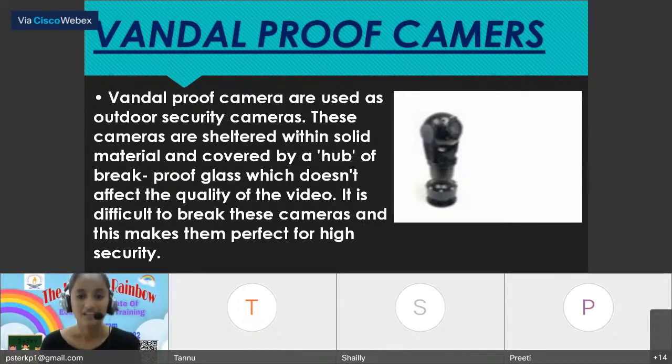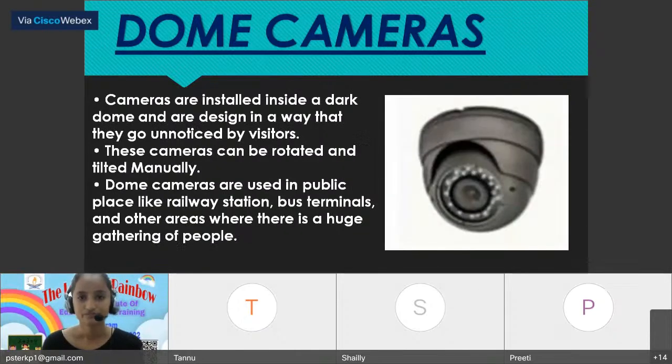They are waterproof. They are not breakable. It is difficult to break these cameras, and this makes them high security cameras.